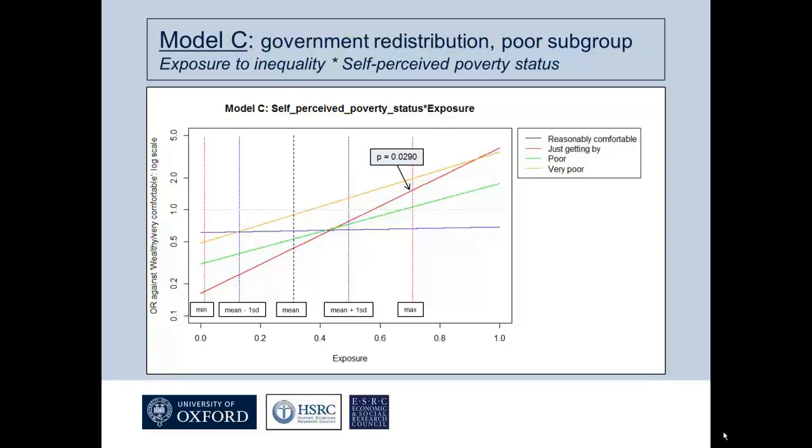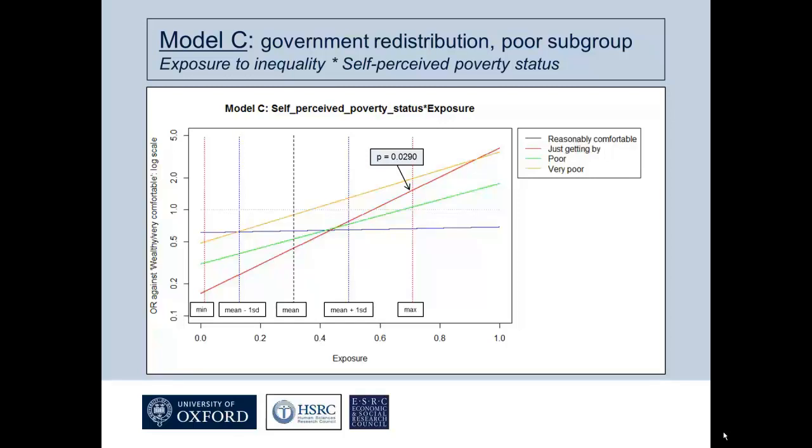Here, it is evident that at one standard deviation below mean exposure, the odds of someone who is just getting by answering above a given response threshold are just 0.42 times those of someone who is wealthy or very comfortable, whilst at one standard deviation above mean exposure, the odds are just 0.77 times those of someone who is wealthy or very comfortable. Indeed, at the highest actually observed exposure of poor level, the odds for those who are just getting by are 1.52 times greater than those for the wealthy, very comfortable group.